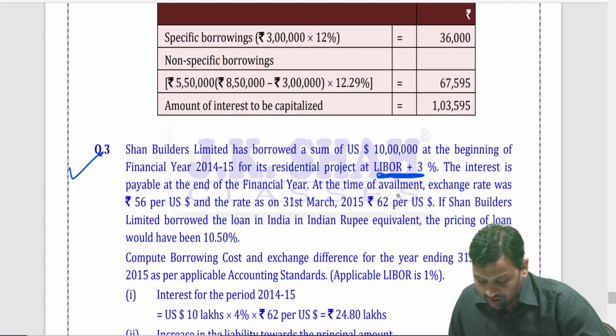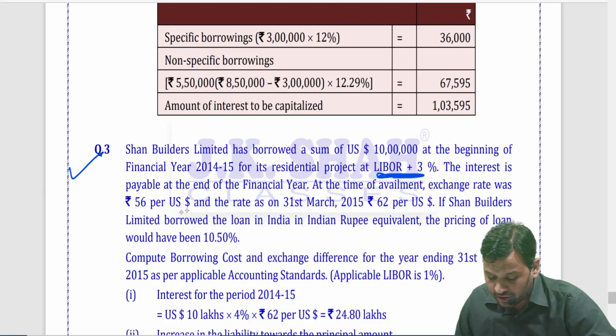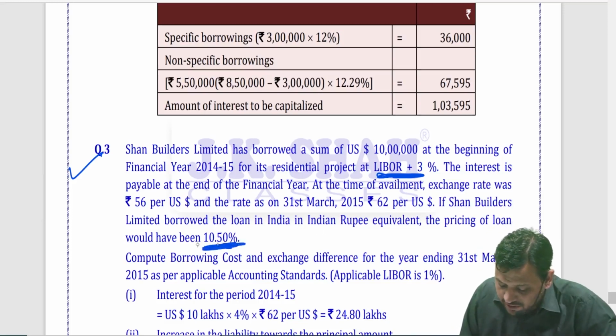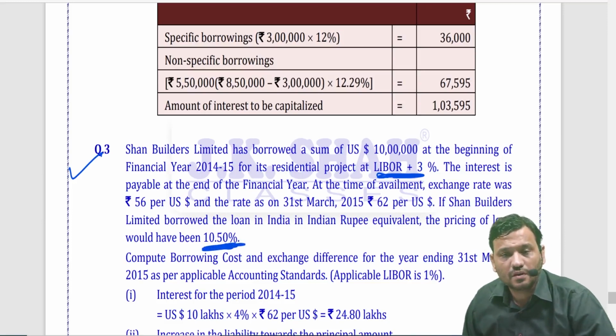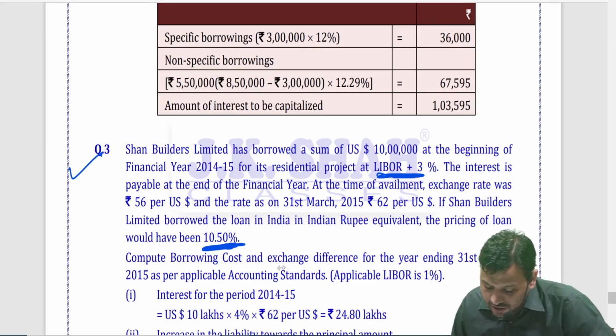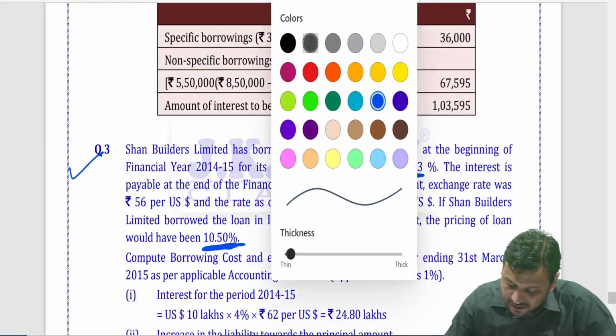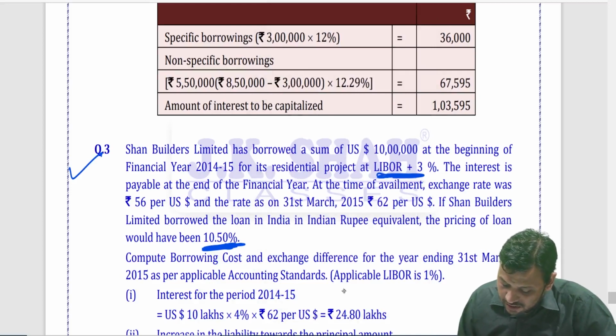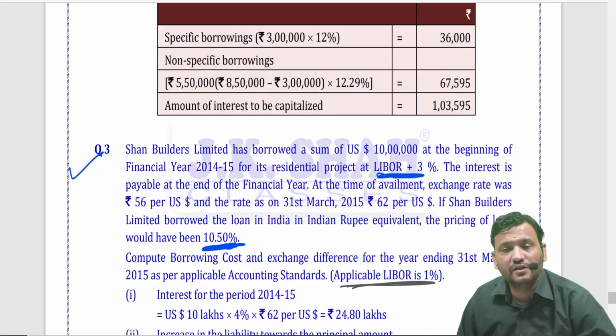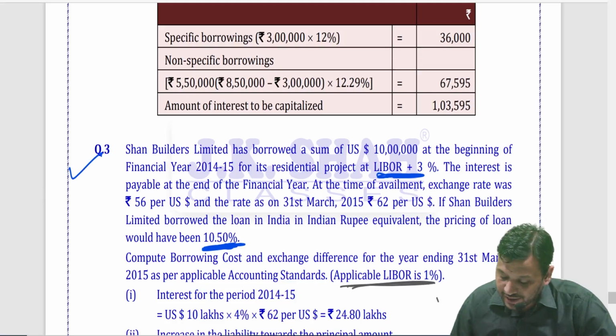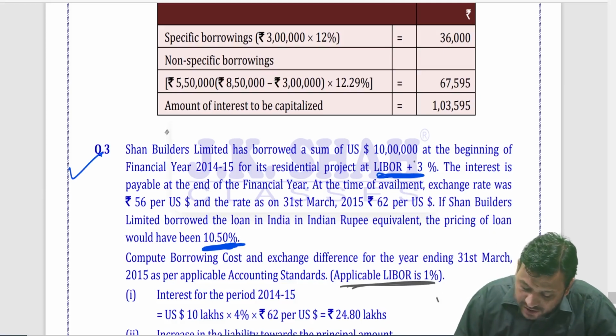At the time of availment, the exchange rate was 56 per US dollar and at the end the rate is 62. If Shah Builders Limited borrowed the loan in India in Indian rupees, the pricing of the loan would be 10.5%. Compute borrowing cost and exchange difference for the year ending on 31st March 15 as per applicable accounting standard. Applicable LIBOR is 1%. So my interest rate is 4%, can I say?